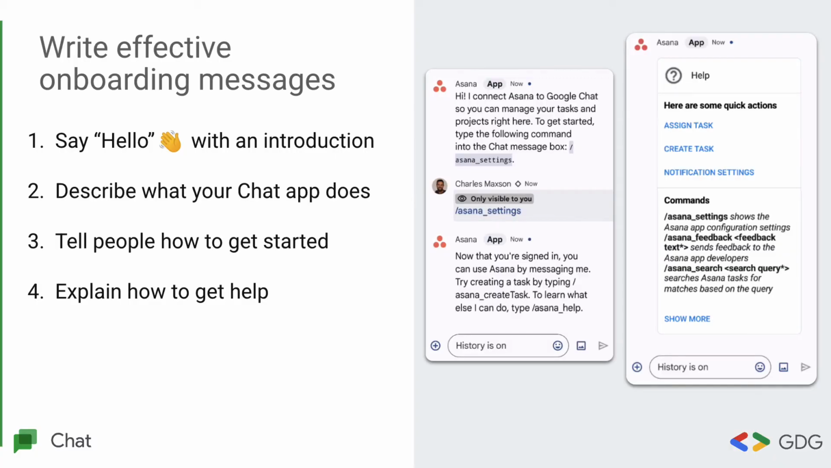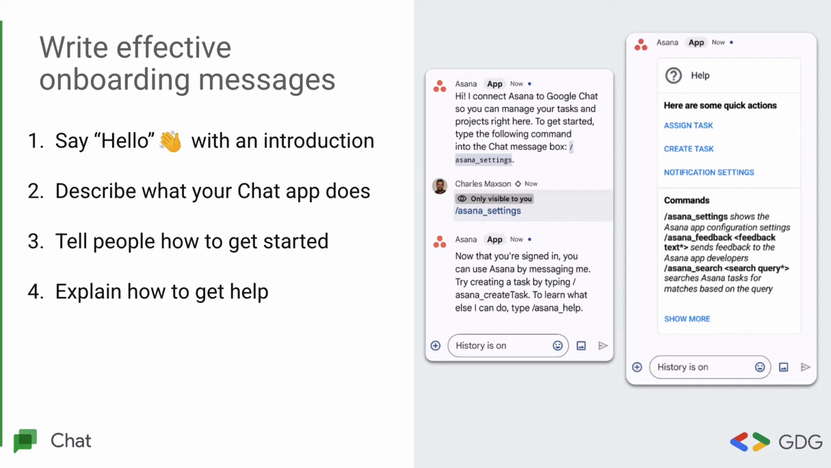When your chat app is added to a space or a group conversation for the first time, or even if it's been removed prior and re-added, it will receive an added to space event from Google Chat that alerts your app of the interaction. This is your opportunity to make that first great impression for your chat app and respond with a one-time onboarding message that introduces your chat app to all the users of the space and lets them know what your chat app does and how they can use it. Here are some suggestions of best practices for creating an effective onboarding message.